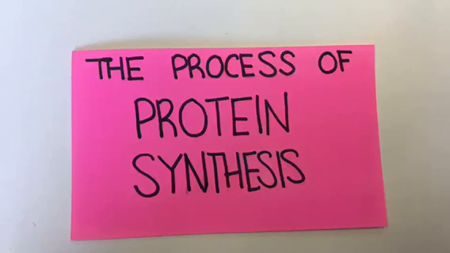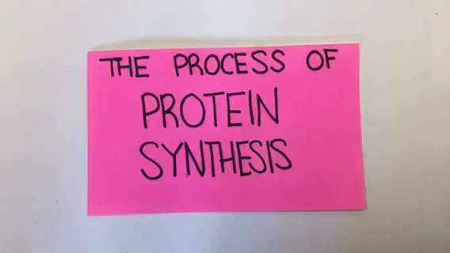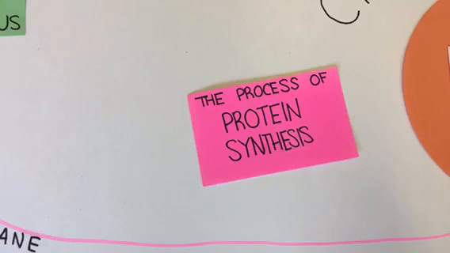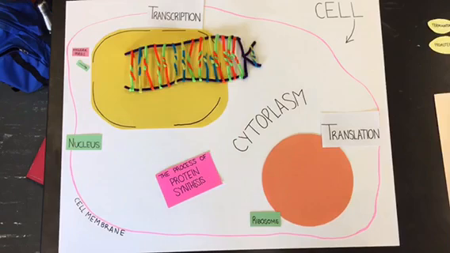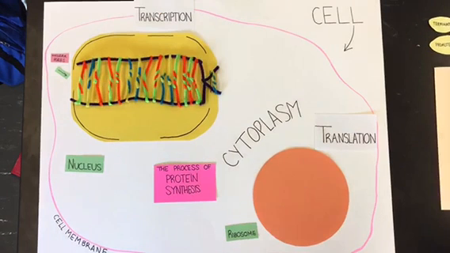This is the process of protein synthesis. The purpose of this process is to use a code from a DNA strand, which is the order of the base pairs, and to create a protein. There are two steps to this process: transcription and translation.